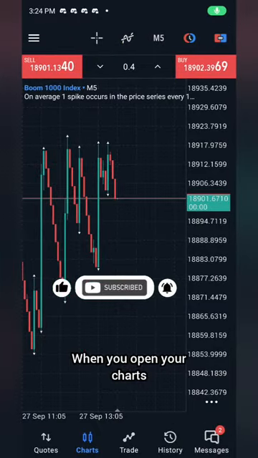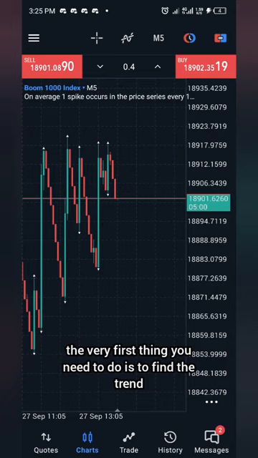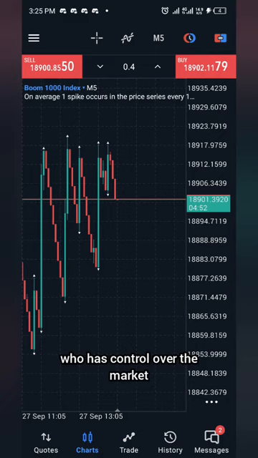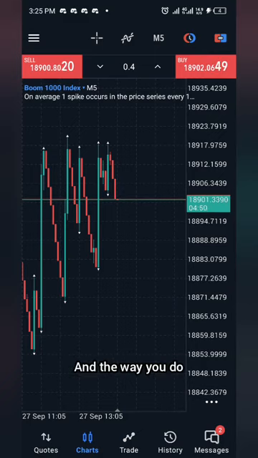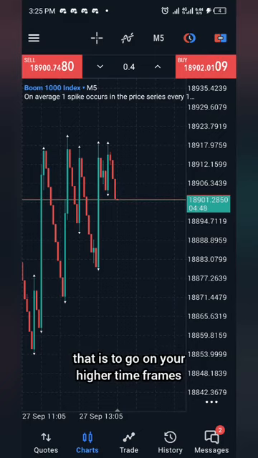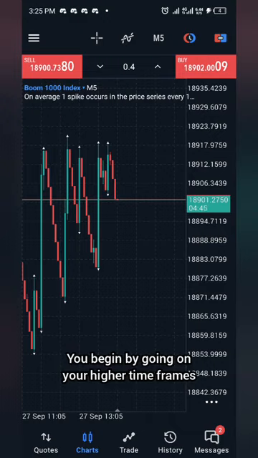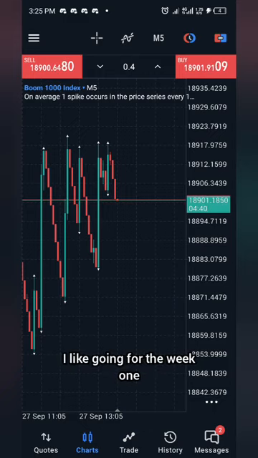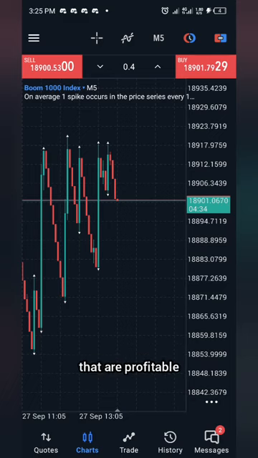When you open your charts, the very first thing you need to do is to find the trend. You need to find who has control over the market, between buyers and sellers. The way to do that is to go to your higher time frames. You begin by going to your higher time frames. I like going for the weekly time frame and the D1 time frame. This is where I find trends that are profitable.